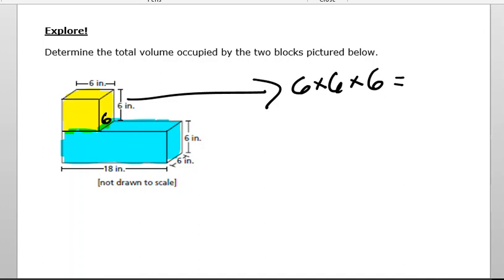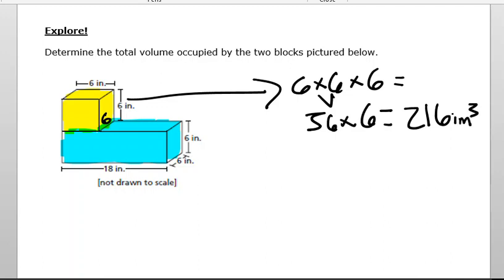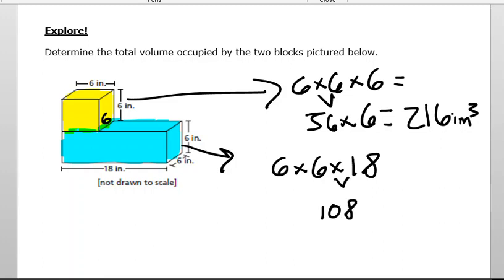6 times 6 times 6 gives me 36 times 6, which is equal to 216 inches cubed. That's for my first prism. And then my second prism down here is 6 times 6 times 18. So I'm going to do 18 times 6 is 108 times 6, and that's going to give me 648. So I have 648 inches cubed.